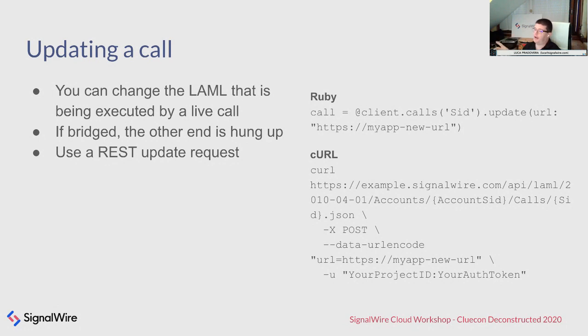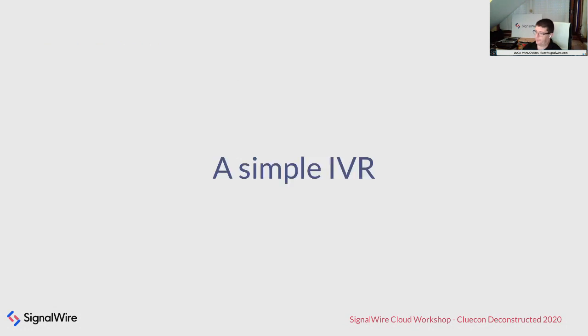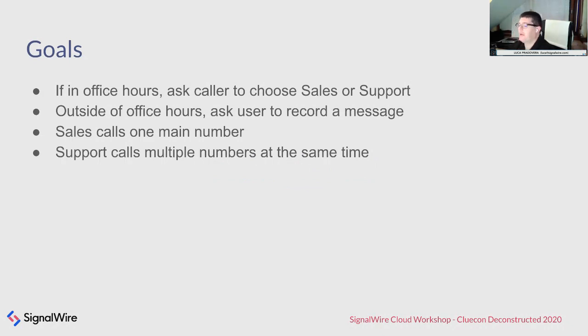And finally, we get to see something in action. The simple IVR is a function that I built: if you are in office hours, it will ask the caller to choose between sales or support. Outside of office hours, it will ask the user to record a message. If you dial sales, it will call one number. Support will call multiple numbers at the same time.